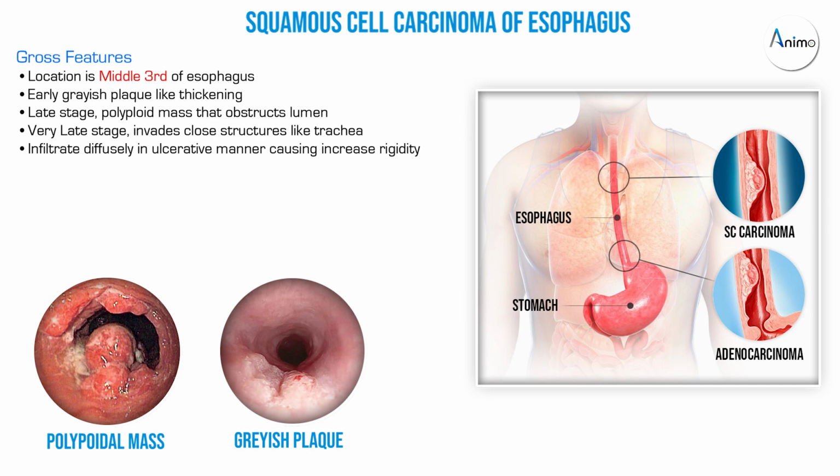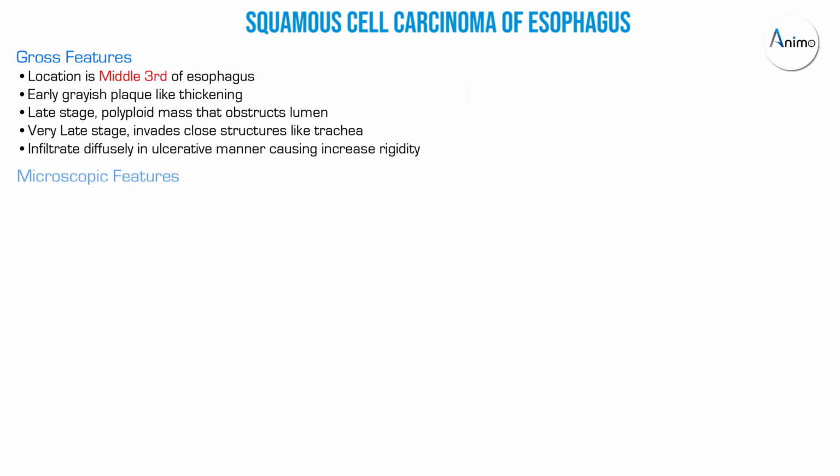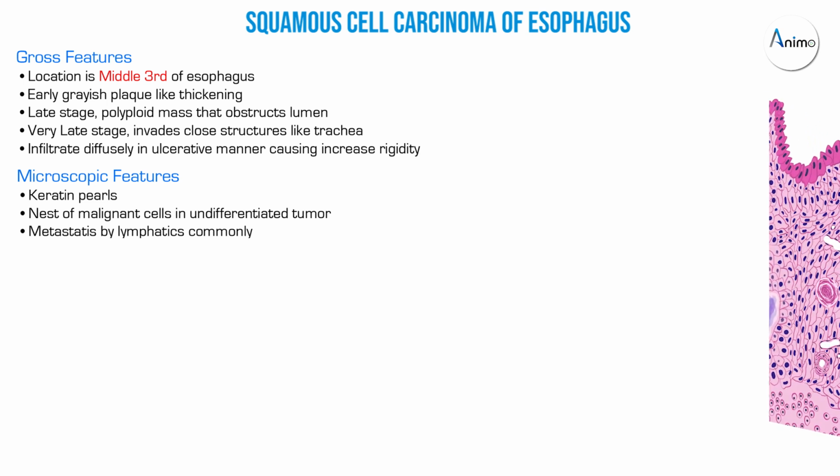And you have to remember that it can infiltrate diffusely in an ulcerative manner, and it can cause increased rigidity of the esophagus. So now let's move to the microscopic features. In the microscopic picture, we can find keratin pearls typical of a squamous cell carcinoma, then nests of malignant cells in an undifferentiated tumor, and it can metastasize by lymphatics to the nearby structures.